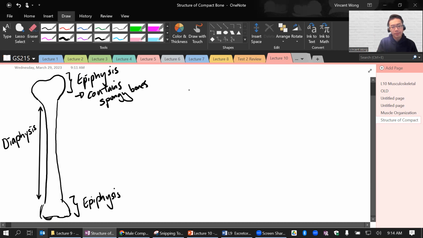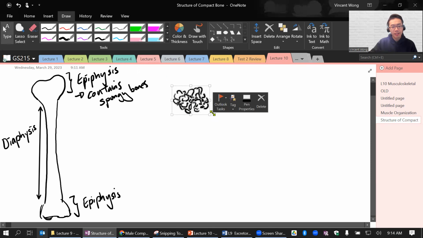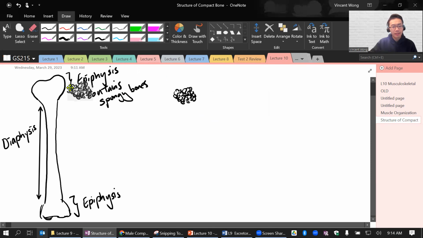Sorry, Professor. Does the epiphysis contain spongy bones? Yes, the epiphysis contains spongy bones. Thank you. The honeycomb looking one. Okay, so they're like this, very porous. Okay, like that. I don't know if that makes any sense. Okay, so that's what the spongy bones are like. Let me see if I can move this stuff in there. There you go. Okay.